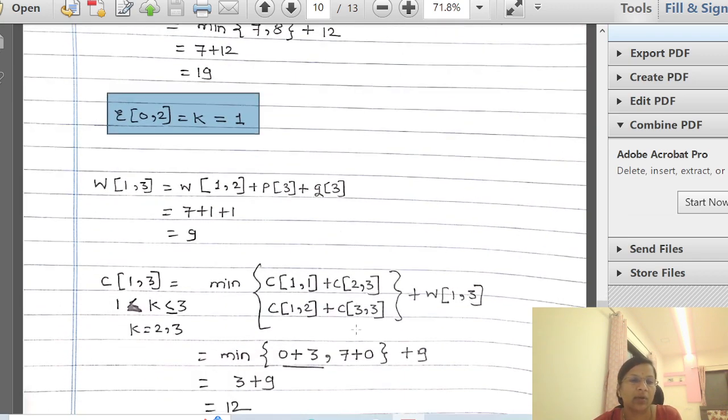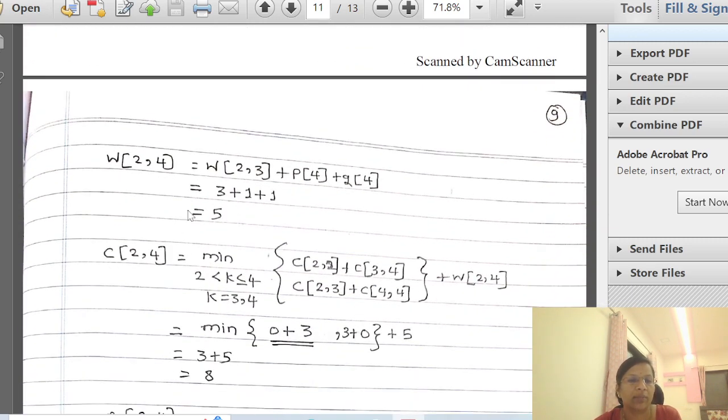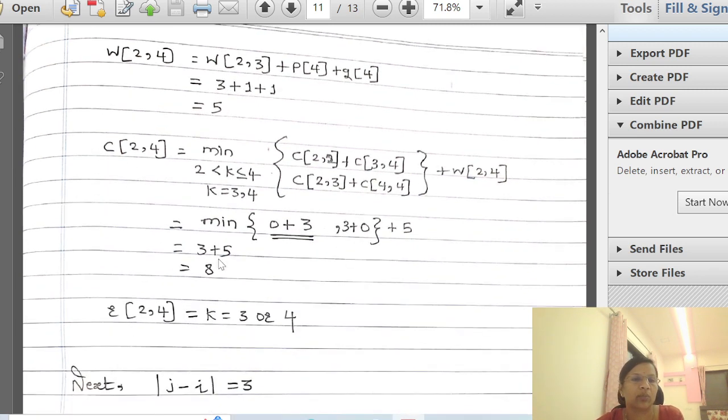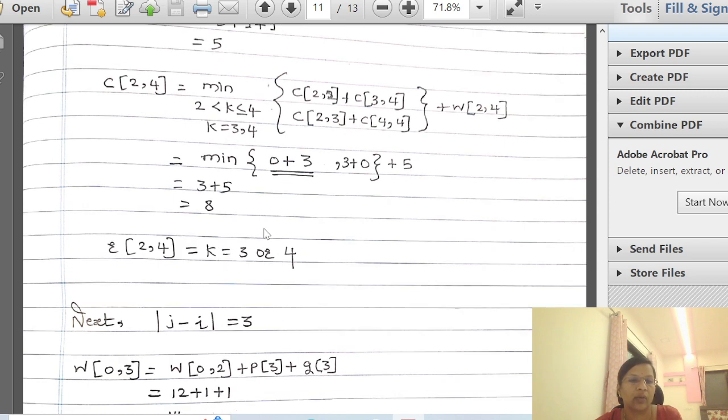In a very similar way, w of 1, 3 and cost of 1, 3 are calculated, and so on. The remaining pair where the absolute difference is 2 is w of 2, 4, c of 2, 4 and root of 2, 4, which is calculated. Now the thing to remember here is, if we are getting the same cost, see here, when we put k equal to 3, there we are getting 3 cost. When we put k equal to 4, there also we are getting the same cost. In this case, it is okay if you put k equal to 3 or k equal to 4 for r of 2, 4. So either we can take 3 or we can take 4.